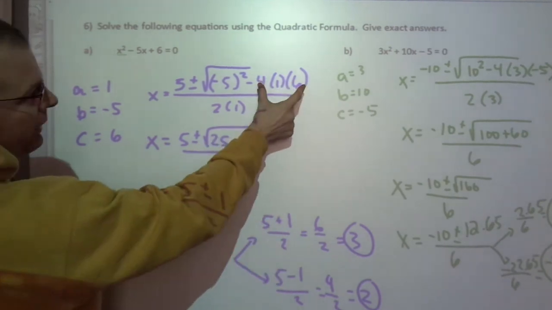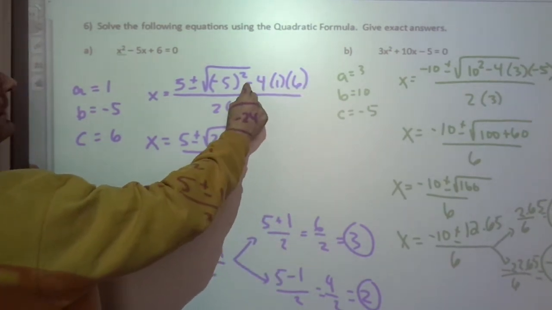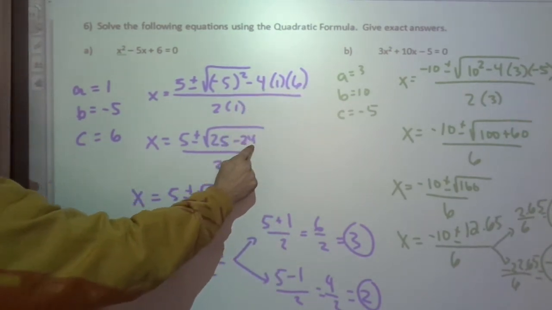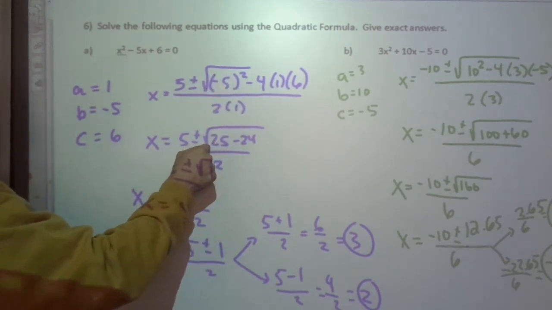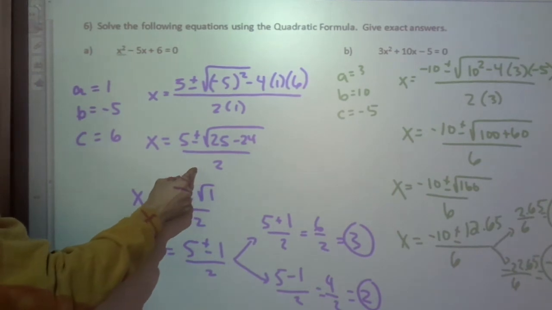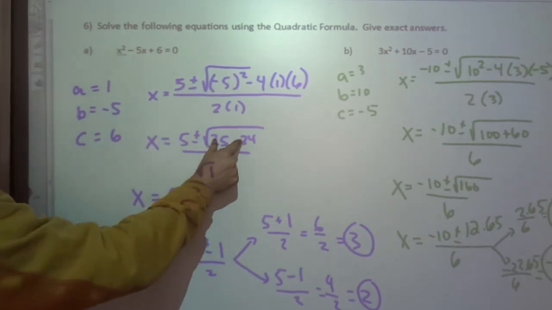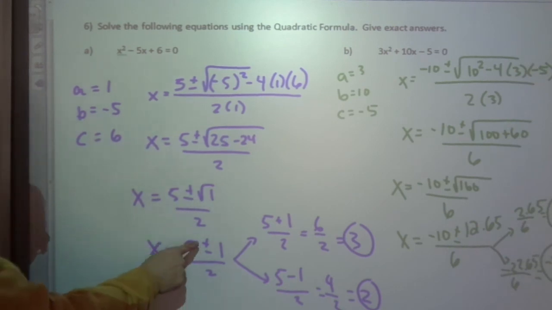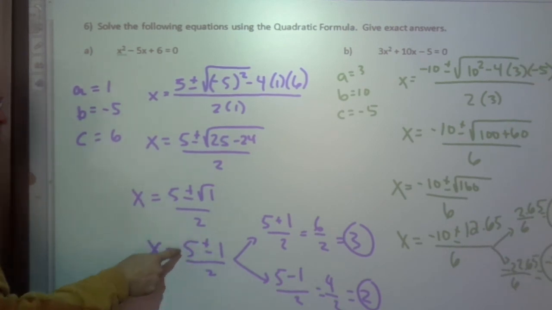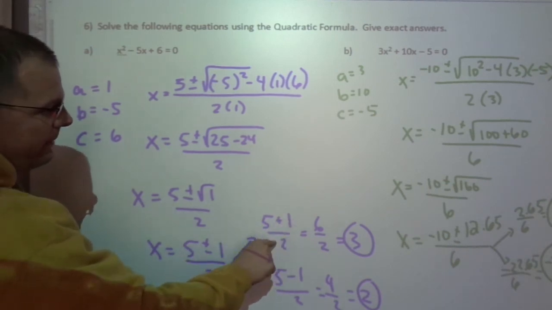Now it's important to work this part first. Negative 4 times 1 times 6 is negative 24. And we know that negative 5 squared is 25. So I'll do that, and I'll multiply the 2 times 1 to get 2. Then here I can subtract those to get 1. And I know the square root of 1 is positive and negative 1. So that gives me two possible answers, 5 plus 1 divided by 2.